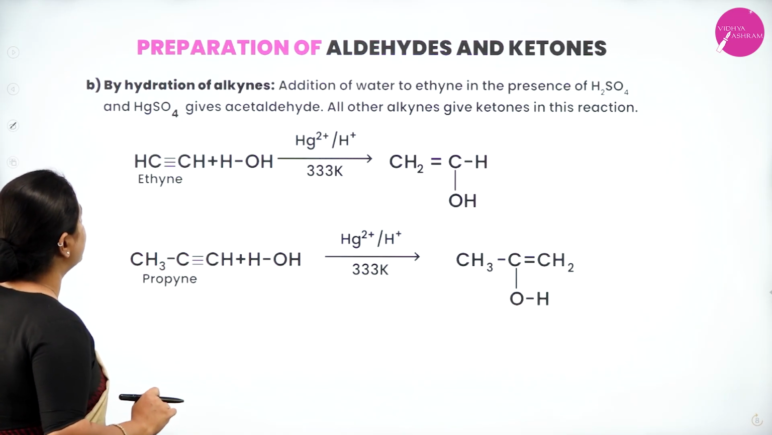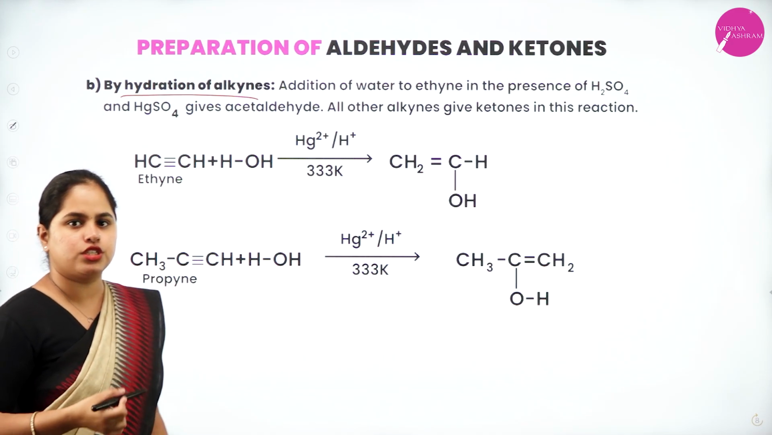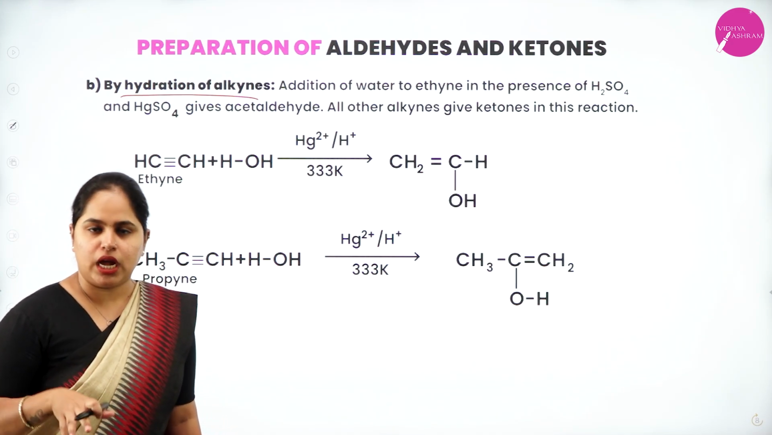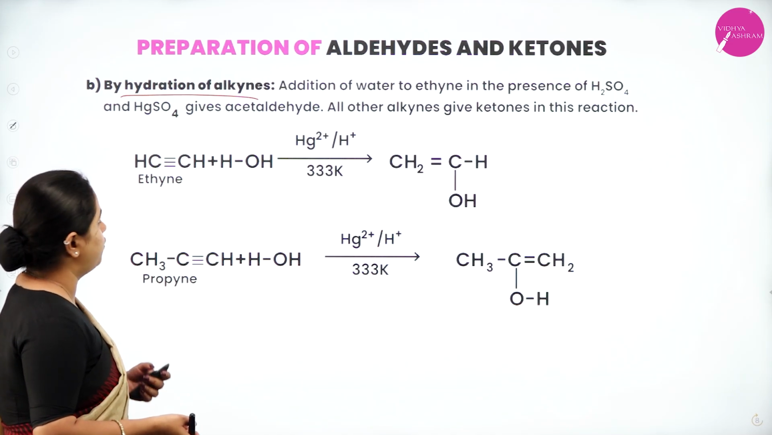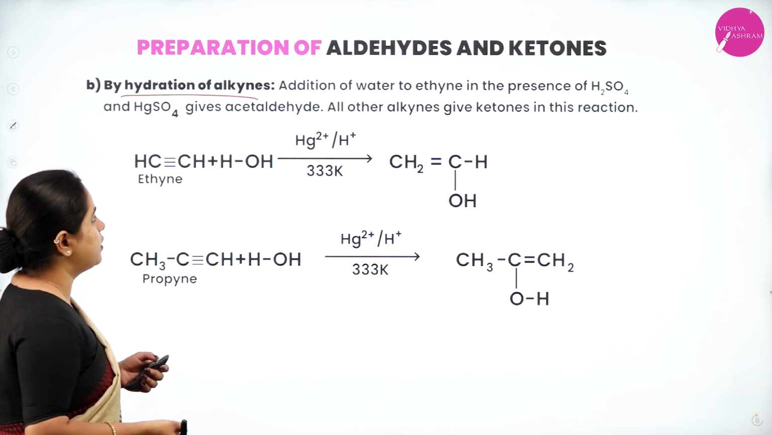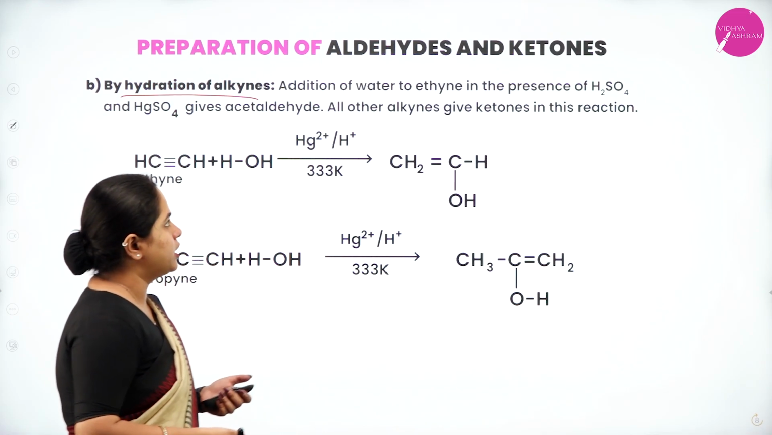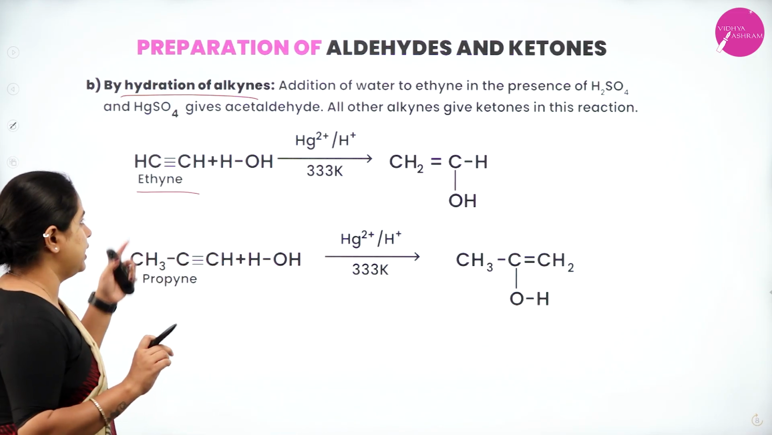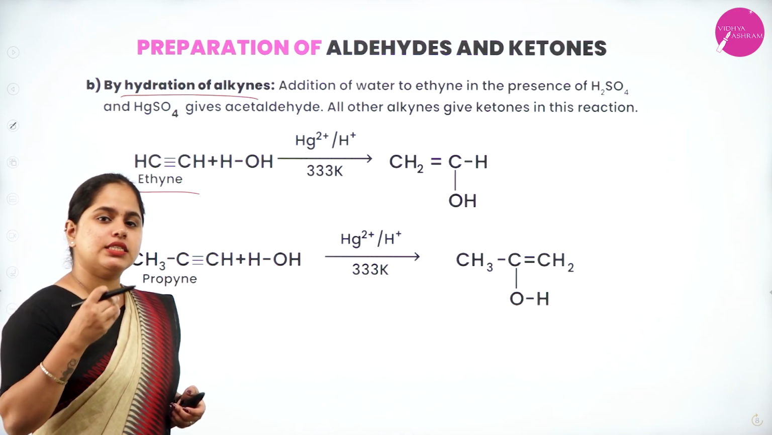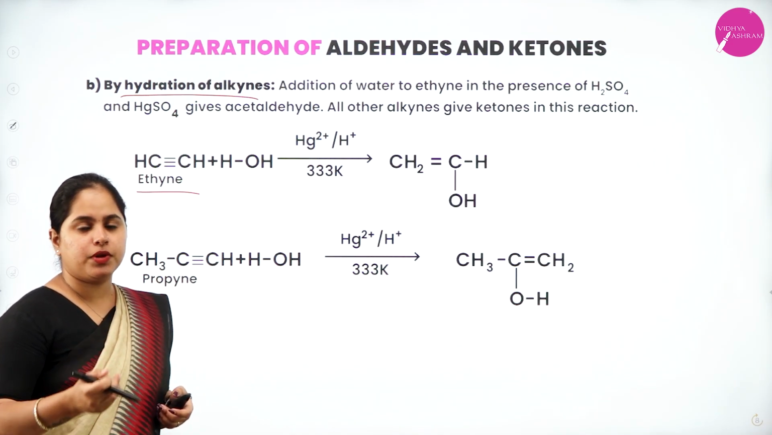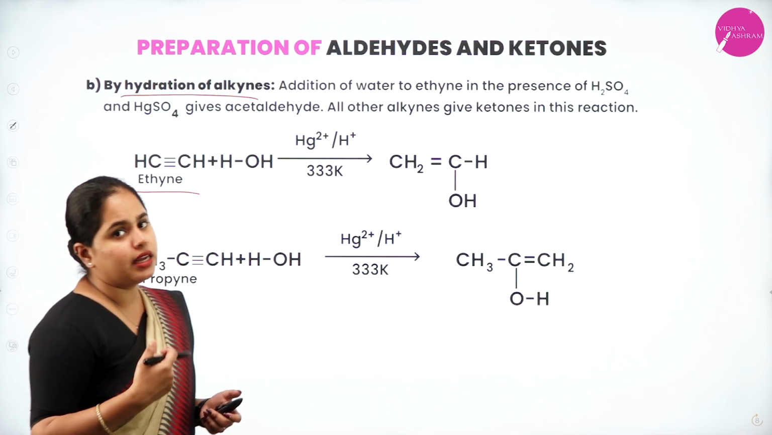Right. Moving on to the next one, by hydration of alkynes. So to alkynes, that is triply bonded system, we are going to add water. Hydration means addition of water. So addition of water to ethyne in the presence of sulfuric acid and mercuric sulfate gives acetaldehyde. All other alkynes gives ketones in this reaction. The first and the simplest alkyne is ethyne, right? To ethyne, if you are adding water, that means if ethyne is undergoing hydration in presence of sulfuric acid and mercuric sulfate, you are going to get an aldehyde.